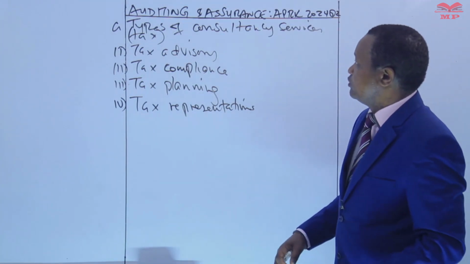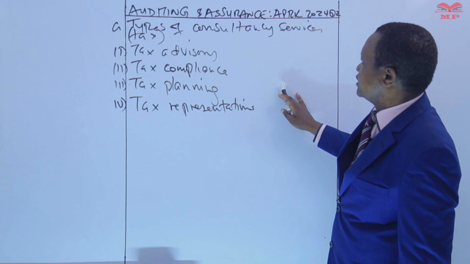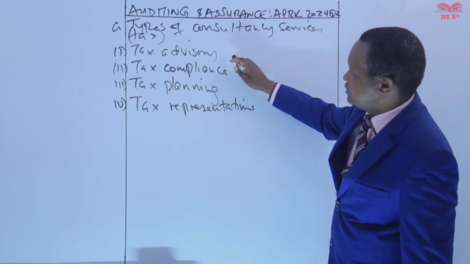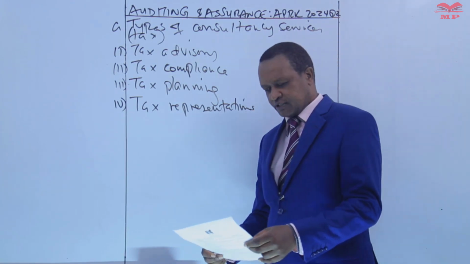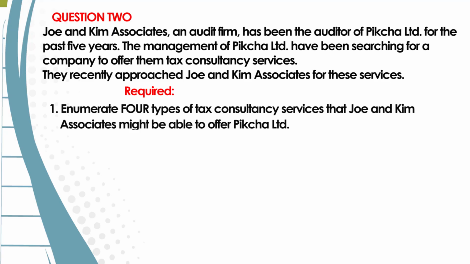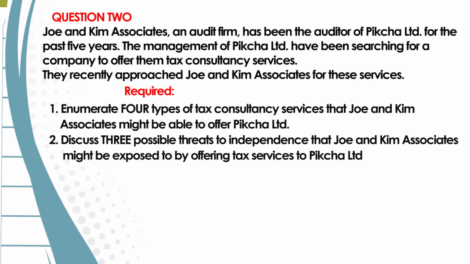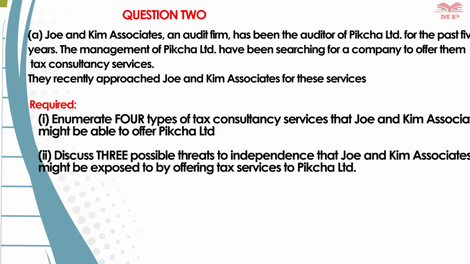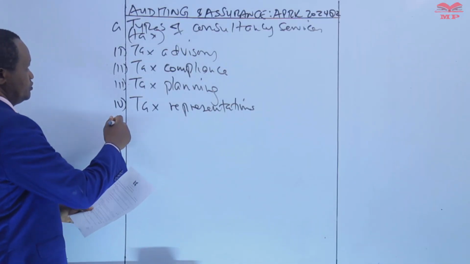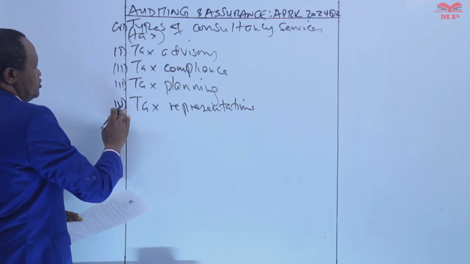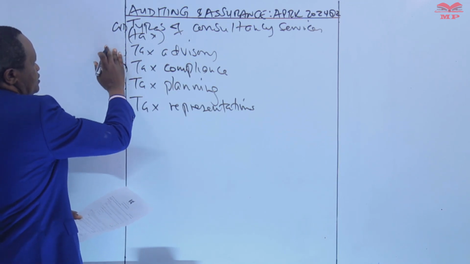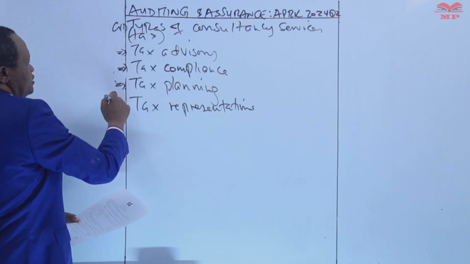So these are 4 types of tax consultancy services: tax advisory, tax compliance, tax planning, tax representation. 4 marks. Then part 2 of this question: discuss 3 possible threats to independence that Joe and Kim Associates might be exposed to by offering tax services to Pitcher Limited. Roman 2. This is A Roman 1. Then you have A Roman 2. I have to rename this. It's 1, 2, 3, 4.